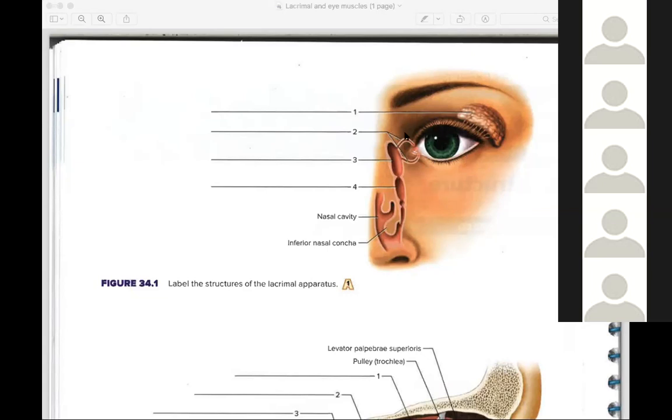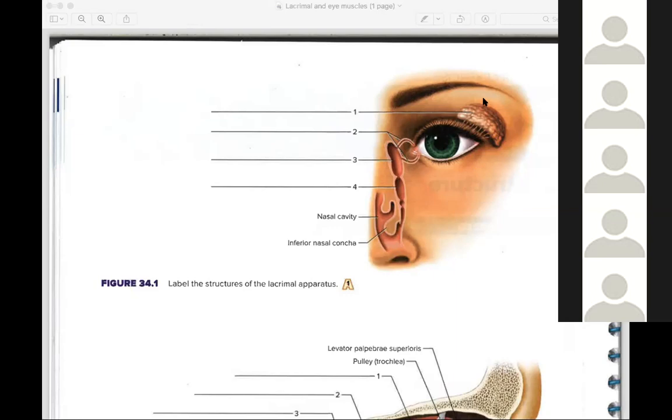Meanwhile, you're still trying to drain tears, but as you keep on draining, you eventually fill up this nasal cavity, and so you might start to get a runny nose. And so that's why, when you cry, it runs down your cheek and gives you kind of a runny, snotty nose, because your body's trying to drain and keep up with those tears as best it can.